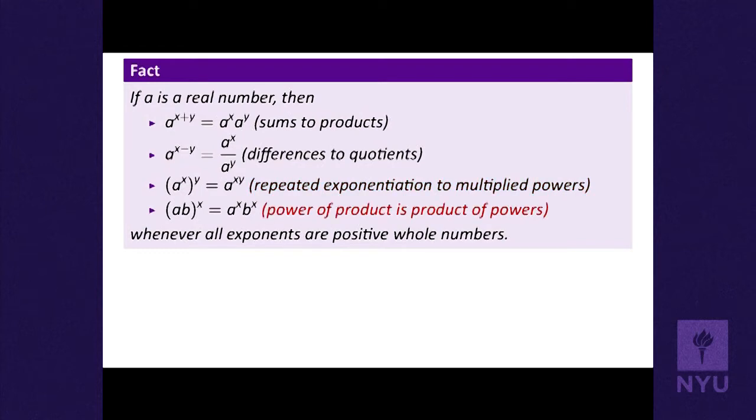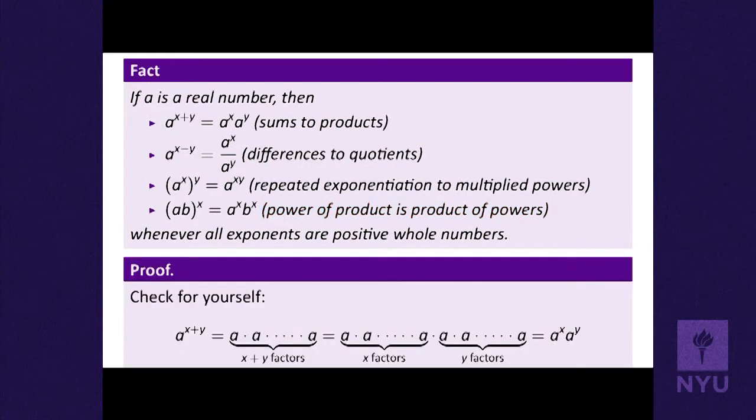A times b to the power x is the same as a to the x times b to the x. So you can distribute the power across the base when you're multiplying bases. So the power of a product of two numbers is the product of the powers of those two numbers. And all of that works just by writing down the left-hand side and the right-hand side and comparing them.